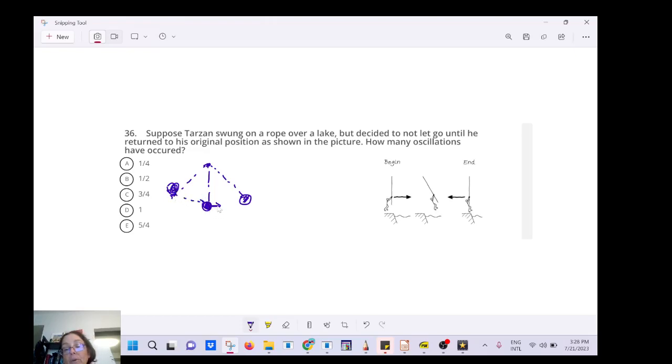So if you only go from here to there, then that means it's half. It's going to be half of an oscillation. Okay, so because it was already on its way here. So it goes this way up, and then this way, and then comes back there. So that will be 1/2.